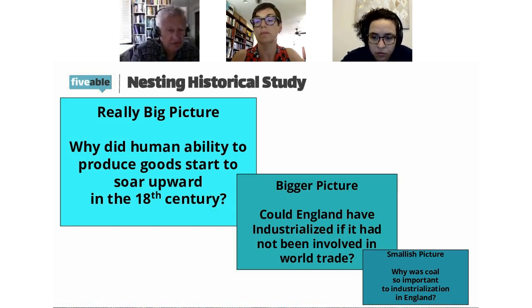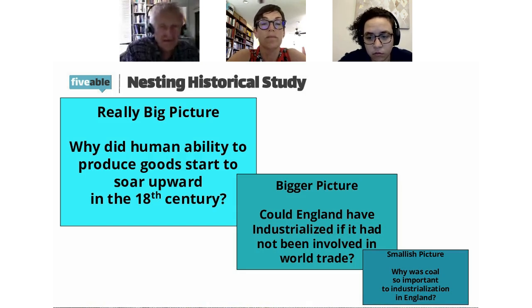That would be one thing to talk about. Then a really, really big picture. Why did human ability to produce goods start to soar upward in the 18th century? And you have to ask questions like this because nothing like this had ever happened before in the previous 300,000 years of human history. So this was a big deal. And it requires a clear explanation, even though there's a lot of debate among historians as to how and why this happened. So we have to look at all of these different scales, or at least three of them, and we teach world history courses.